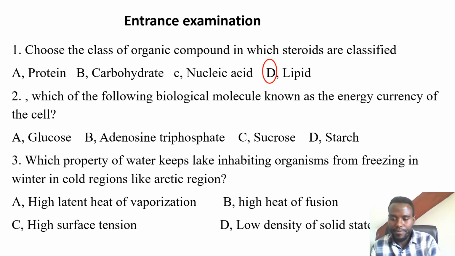Question number 2. Which of the following biological molecules is known as the energy currency of the cells? A. Glucose. B. Adenosine triphosphate. C. Sucrose. D. Starch. Please try the question for 30 seconds.